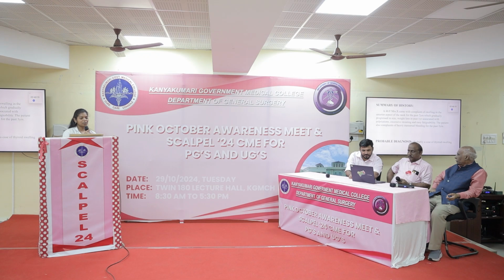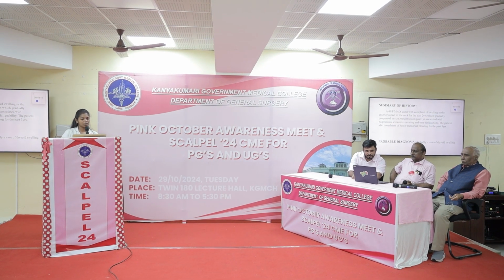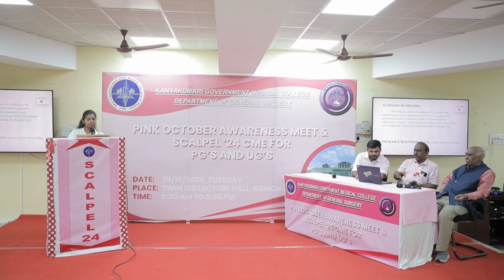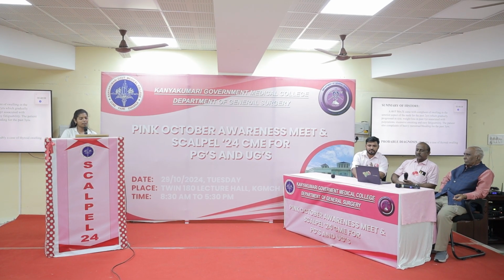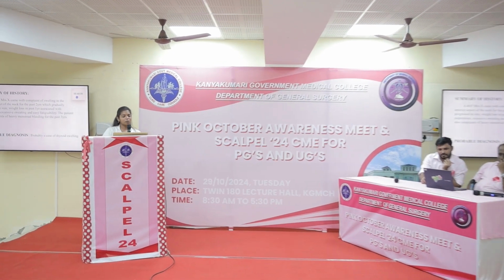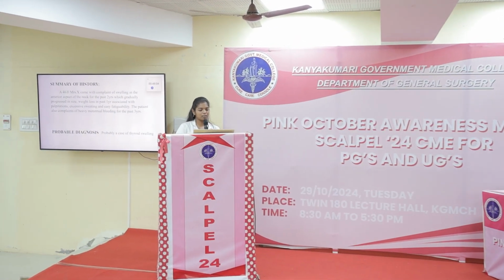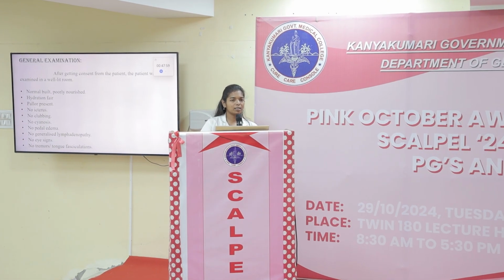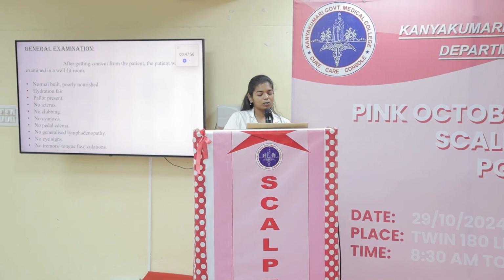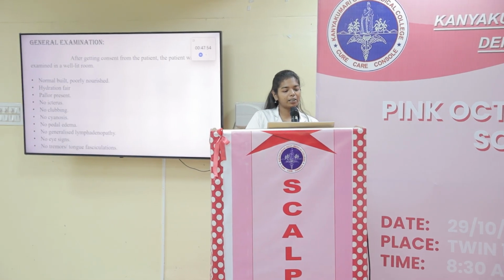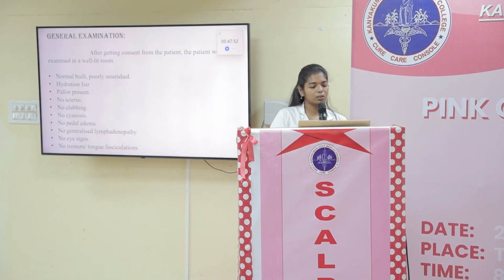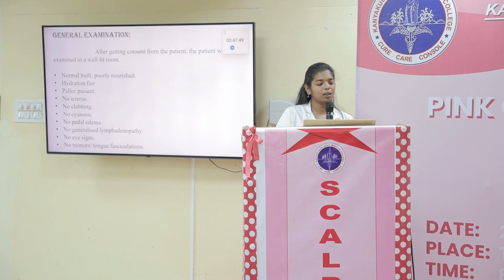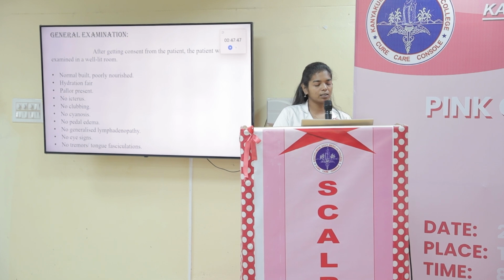Summary of the case: a 46-year-old female who came with complaints of swelling in the anterior aspect of the neck, progressed in size, weight loss in the past 1 year associated with palpitation, excessive sweating, and easy fatigability. The patient also complains of heavy menstrual bleeding for the past 3 years. General examination, after getting consent from the patient, was done in a well-lit room. The patient has a normal build but is poorly nourished. Hydration is fair, pallor present, no icterus, no clubbing, no cyanosis, no pedal edema, no generalized lymphadenopathy, no eye signs, and no tremors or tongue fasciculations.